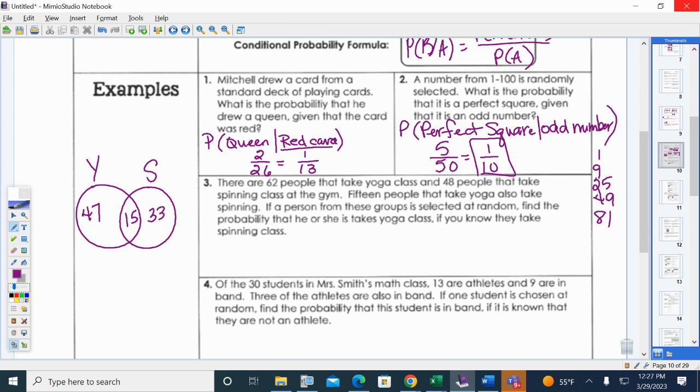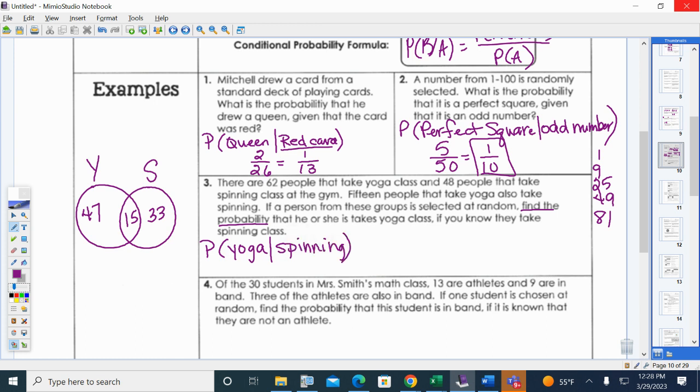So now let's go back to that portion where it says about the probability. Find the probability. So I'm right here. Find the probability that he or she is taking yoga if you know they take spinning. So given that they take spinning, it's basically looking like this. Probability of yoga given that they take spinning.